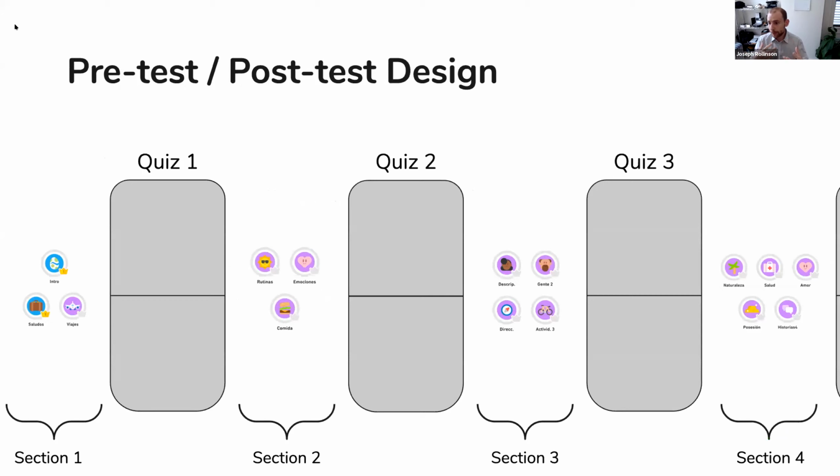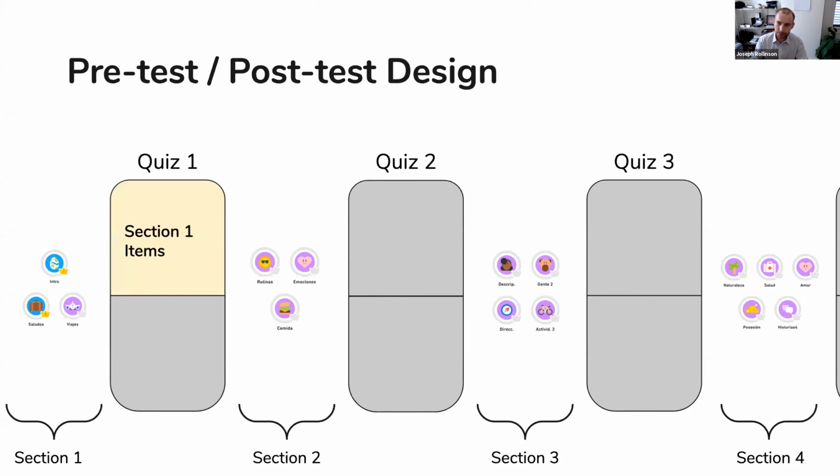Now, one of the most important things for the checkpoint quiz design is something that we call our pre-test, post-test design. I'm going to try to explain it with this visualization, so bear with me. The basic idea here is you have a user who's progressing through Duolingo. And first, they're completing section 1, and then they're seeing checkpoint quiz 1, and then they're doing section 2, and then they're completing quiz 2, section 3, quiz 3. And so the question is, well, what do these quizzes look like in between these sections?